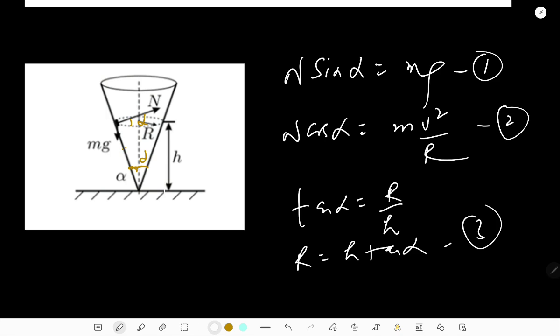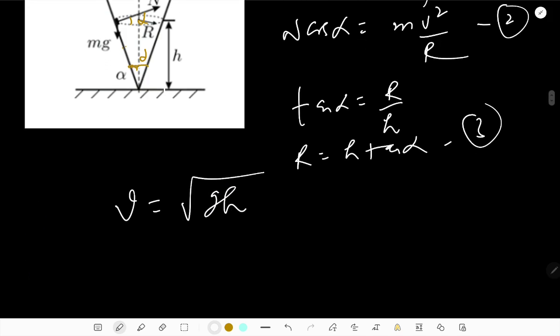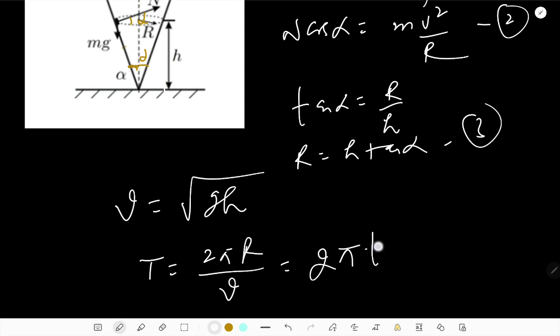And solving all these three equations, putting the values one from another and manipulating all those things, you will be getting v equals under root gh. So the period of revolution of this small block will be simply 2 pi r upon v, and put all the values, you will get 2 pi tan alpha under root h upon g and nothing else.